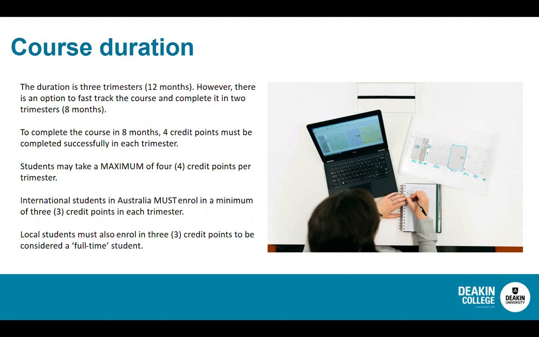For international students in Australia, you must enroll in a minimum of 3 credit points each trimester. And for local students, you must enroll in 3 credit points to be considered a full-time student.